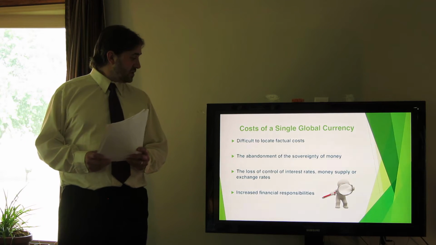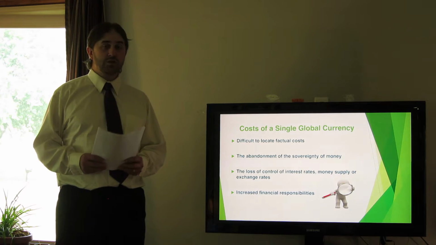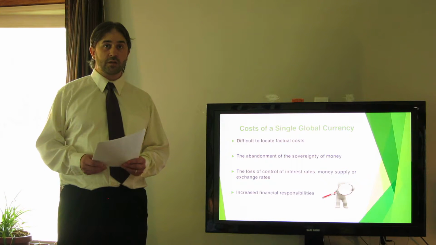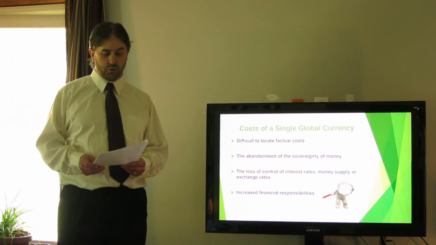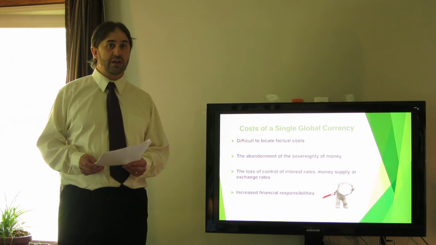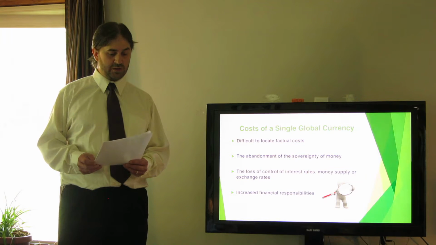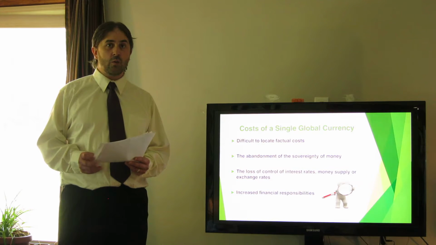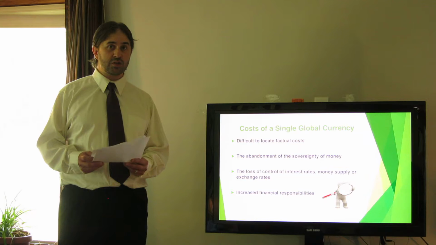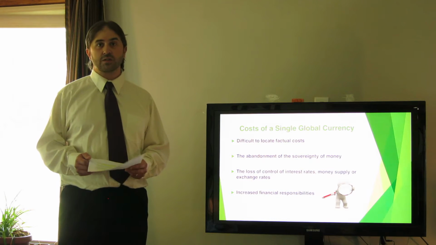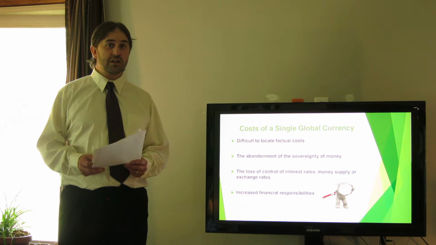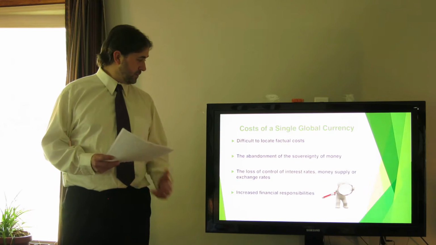Another potential cost is the increased financial responsibilities for someone. If somebody issues a single global currency, and this responsibility were to fall on an individual nation, that nation now has to take global financial considerations into account whenever they're creating policies and procedures in relation to inflation rates, interest rates, things of this nature. They have to take the world into consideration now.